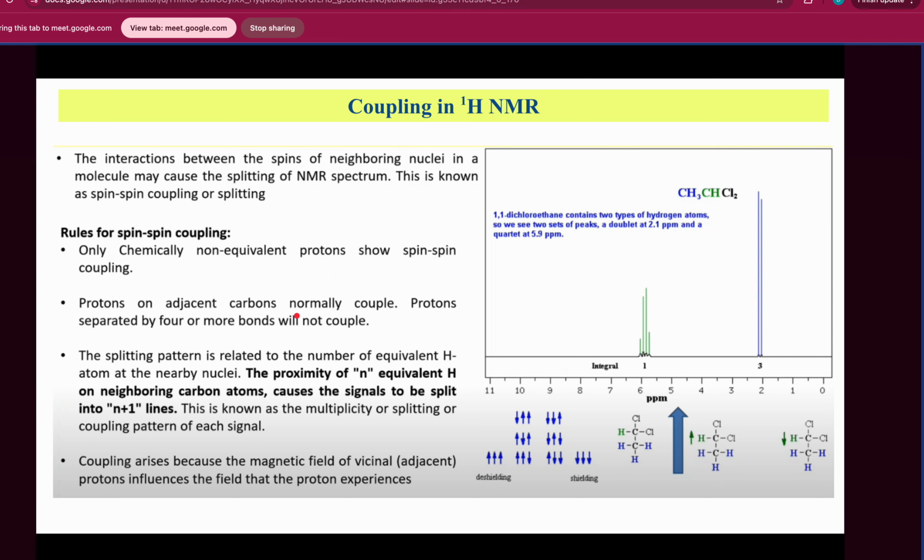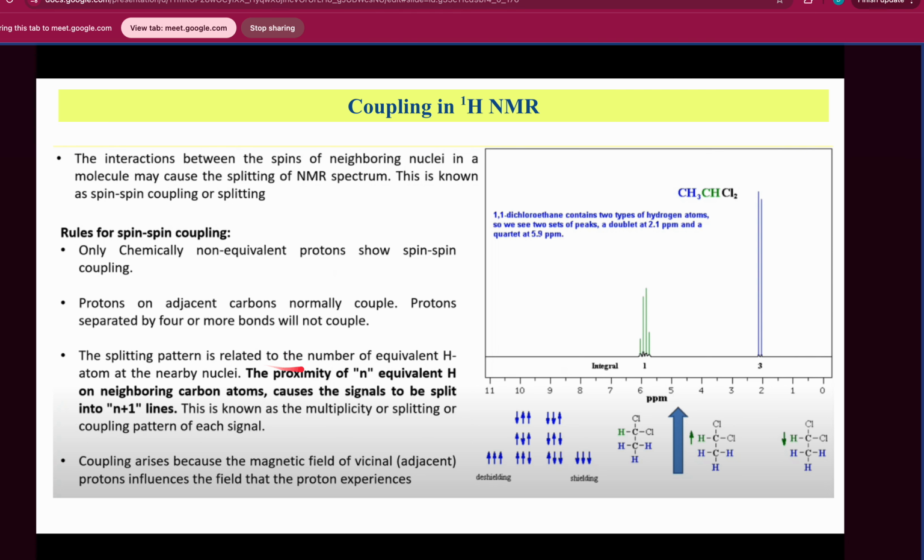Second, protons on adjacent carbons normally couple. Protons separated by 4 or more bonds will not couple. So this is the second condition. Coupling will only happen on adjacent carbons and not on carbons separated by 4 or more bonds. Whenever we are studying coupling, this CH3's coupling will only be influenced by this CH. If there is some other CH lying next to that CH, it will not influence the coupling. So only the adjacent carbon will normally couple, whereas protons separated by 4 or more bonds will not couple.